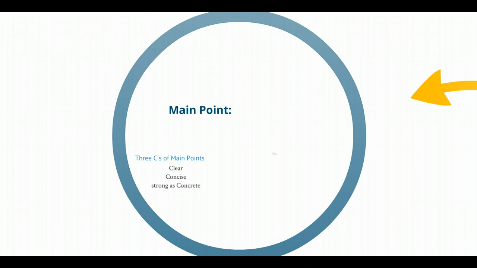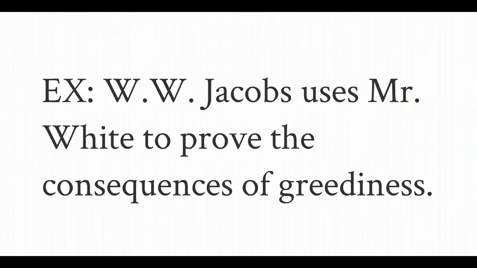So, as an example of what I mean by a good main point, if we take it from The Monkey's Paw, we can say, W. W. Jacobs uses Mr. White to prove the consequences of greediness. It's specific, it's clear, it's concise. It tells my reader exactly what my paragraph is about. You can see that my paragraph is going to be about how the author uses Mr. White to prove his theme.